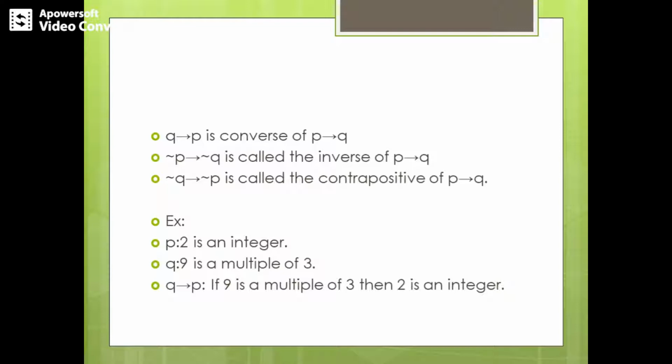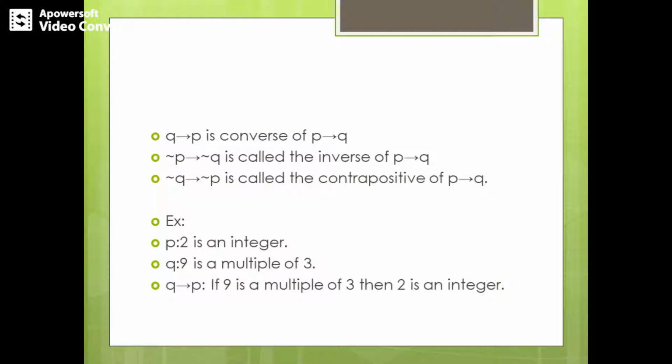So let's consider an example. Here we have taken two propositions, where proposition P states 2 is an integer and Q is 9 is a multiple of 3. Let's convert into converse, inverse and contrapositive. Looking at the conditional first, P implies Q can be written as: if 2 is an integer, then 9 is a multiple of 3.